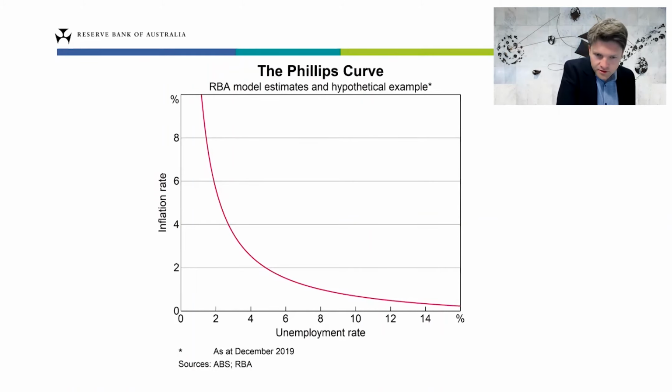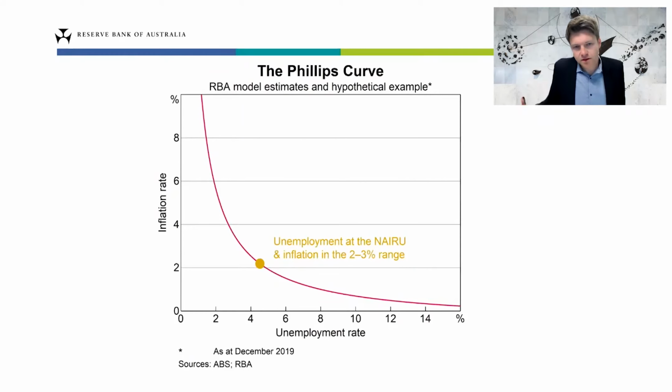So what I want you to do is to imagine that we're in a pre-pandemic world and say where the economy is at this point, which I've indicated with this gold dot here. Now, at this point, which is roughly the point we thought we were tracking towards before COVID came along, the unemployment rate is at the NAIRU and inflation is running within the RBA's 2 to 3% target range.